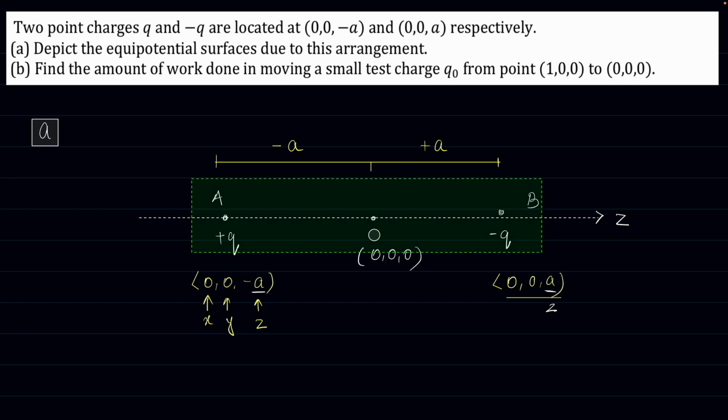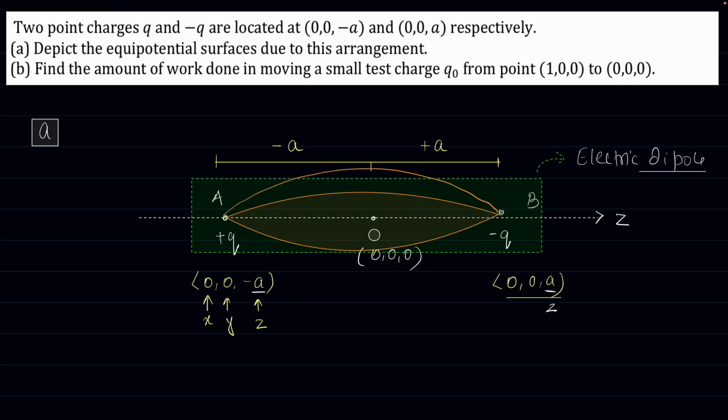This system looks like the electric dipole because they have same magnitude of charge but opposite sign, and also the distances are equally distributed from the center. So we can say that it looks like an electric dipole. Now we have to draw the equipotential surface on it. Before we draw the equipotentials, it is better to draw the electric field lines over it. Electric field lines will always move from positive charge to negative charge, so it will be drawn this way. There are infinite lines, so we draw a few of them.